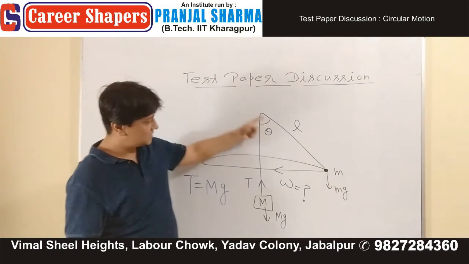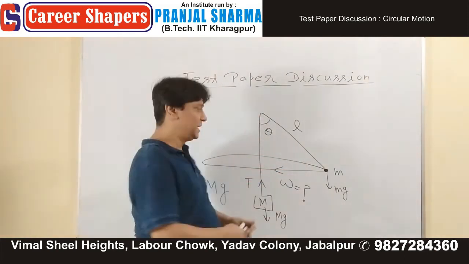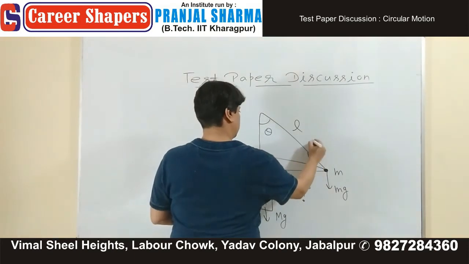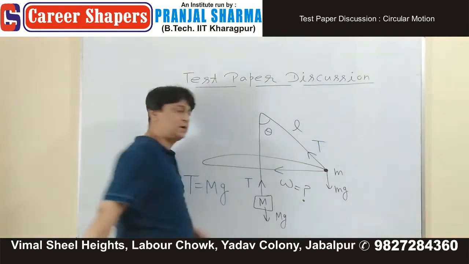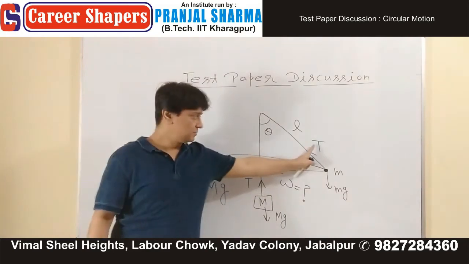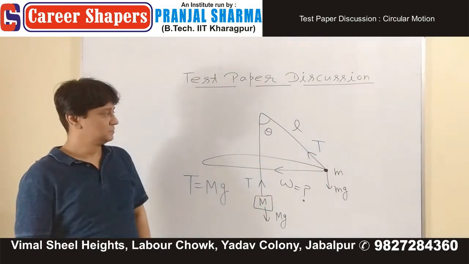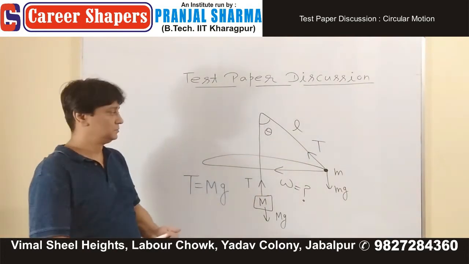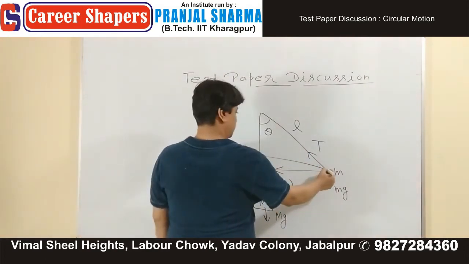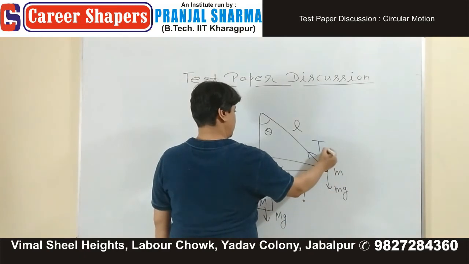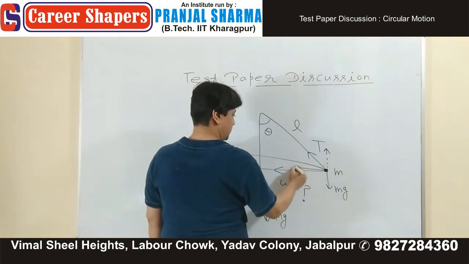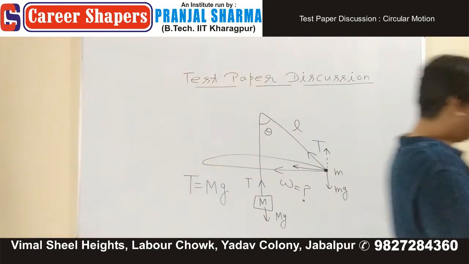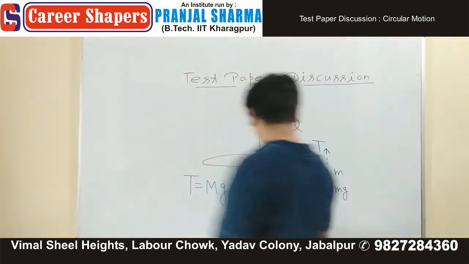Tension in a massless rope at every point is same. So right here, tension is what? T. This is T. T बताया आपको. This T has a vertical component, this T has a horizontal component. It has a vertical component, it has a horizontal component.